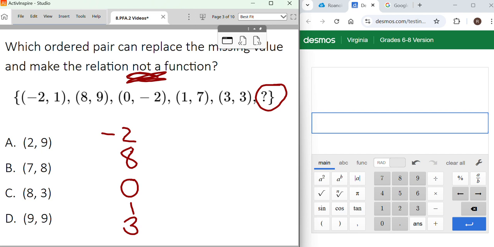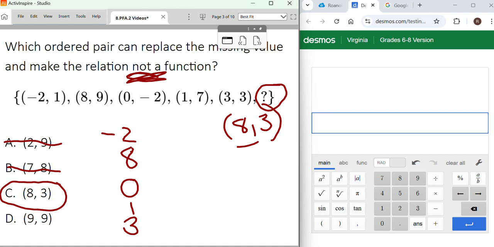Well, we don't have a 2, so that one won't help us. We don't have a 7, so that won't help us. But here, C, that point is 8, 3. If we add that, it will make this not a function because the x values will repeat.